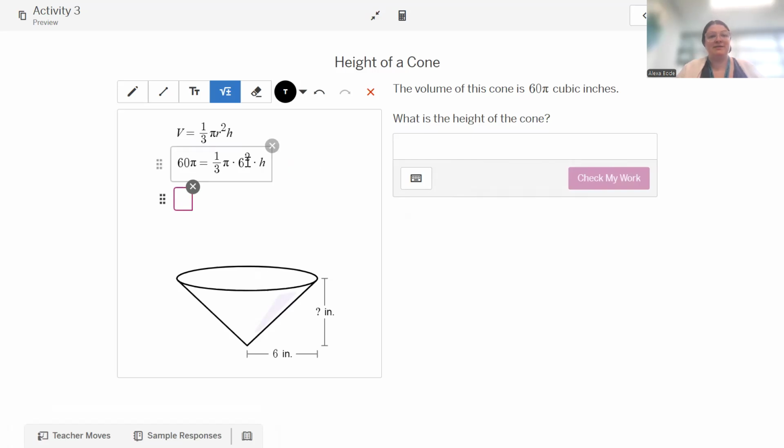So I'm going to go ahead and simplify my right side. I'm going to keep the left as 60 pi. I'm going to do 1/3 pi times 6 squared. 6 squared is 36, so I'm just going to make that 36 and then times h. And I'm going to simplify it some more by figuring out what 1/3 of 36 is. So 36 divided by 3 gives me 12. So this is going to be 12 pi times h.